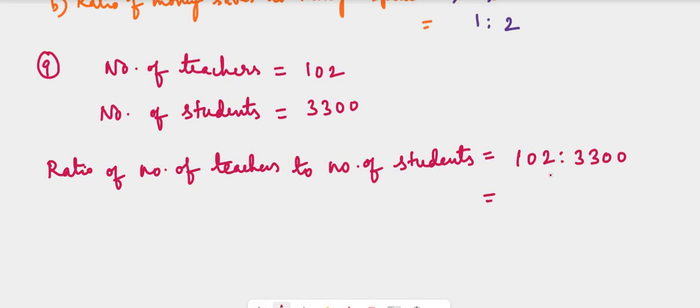In both, three table cancel, so 34 3 ja 102, 1,100. In both, two table is possible. $17 is 550. This is the ratio of number of teachers to number of students in that school.